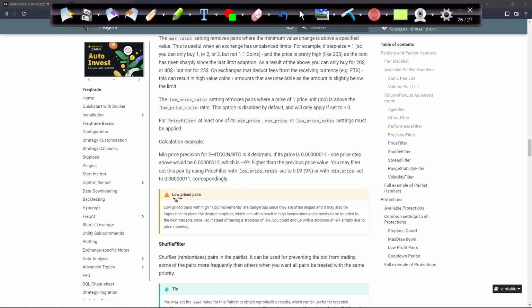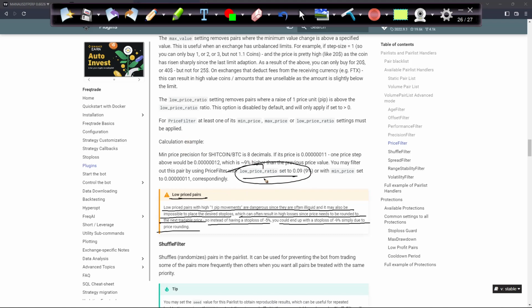Now, low price pairs with high one-peak movements are dangerous since they are often illiquid, and it may also be impossible to place the desired stop loss, which can often result in high losses since the price needs to be rounded to the next tradable price. So instead of having a stop loss of minus 5%, you could end up with a stop loss of minus 9% simply due to price rounding. So this is very important, to filter out shitcoins, because they are not that tradable. Okay, and we should ignore them basically.